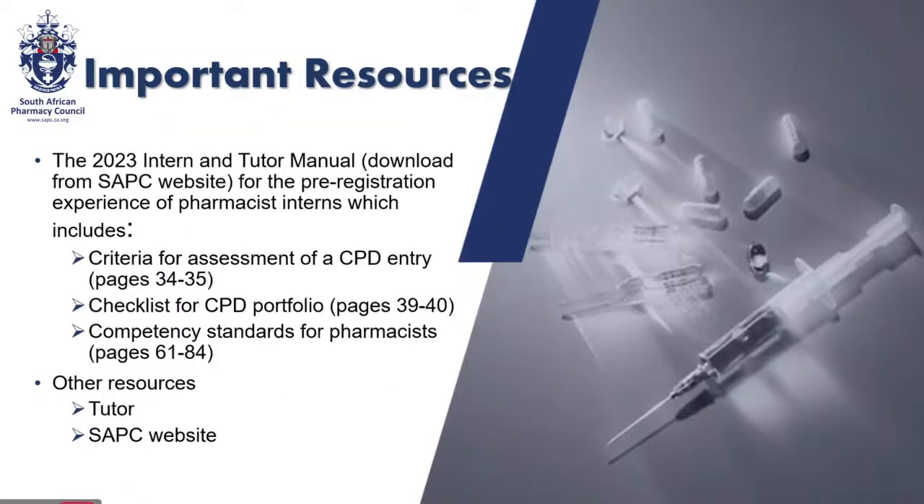It's very important that you have a look at the resources. I sometimes speak to interns and then they really look at the intern manuals and they rarely look at the checklists. But it's extremely important that you use these checklists and these criteria that we've provided and Council has provided in the manual with each CPD that you select or that you submit. You can see the criteria for assessment. You can find on pages 34 to 35. There's a checklist, and then all the competency standards are also provided in the manual.